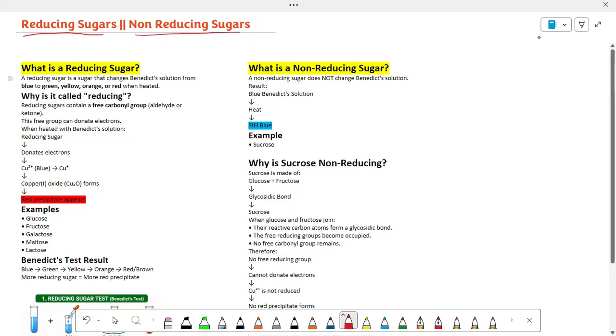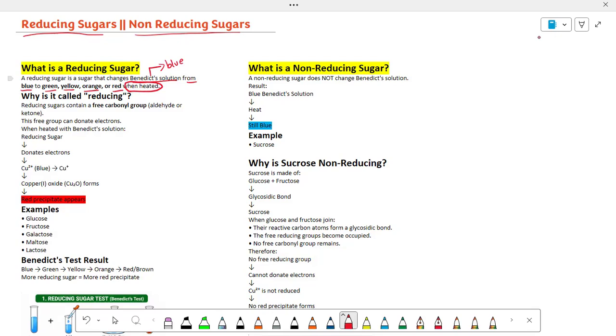A reducing sugar is a sugar that changes Benedict's solution from blue to green, yellow, orange, or red when heated. The actual color of Benedict's solution is blue. When we heat the Benedict's solution with reducing sugars, it changes its color. It may be green, yellow, orange, or red. So the color actually depends on the concentration of sugar in the Benedict's solution.